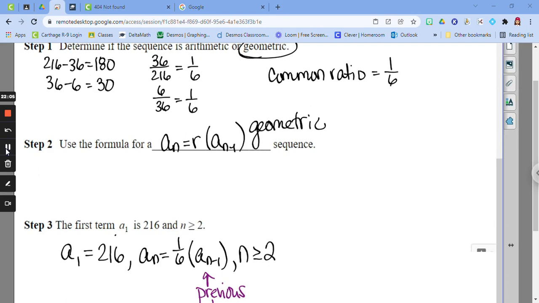So even on an arithmetic sequence, if you're writing the recursive formula, what the first term is, the formula with the common ratio in it, and allowing you to find now the second term, and then on from there. Okay?